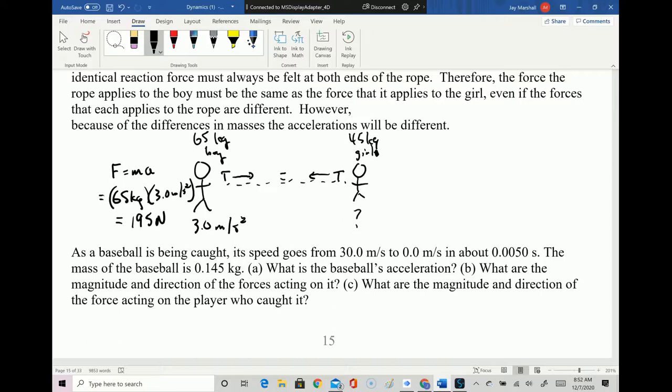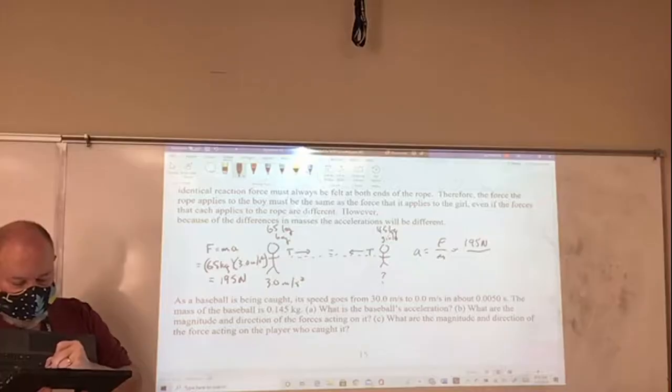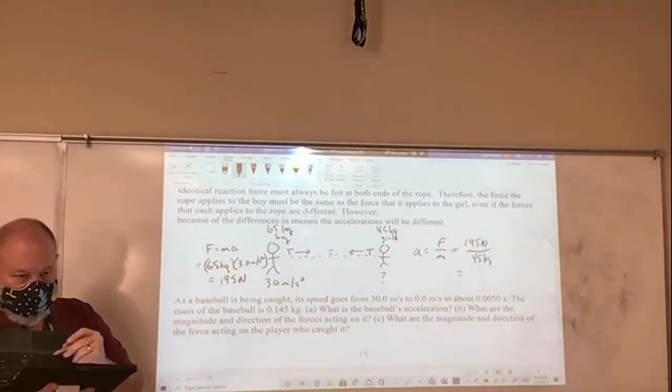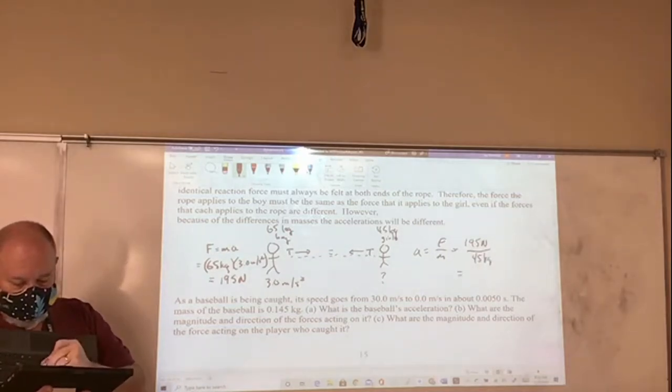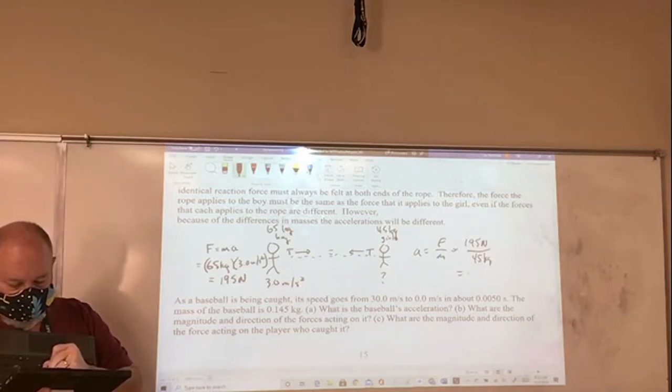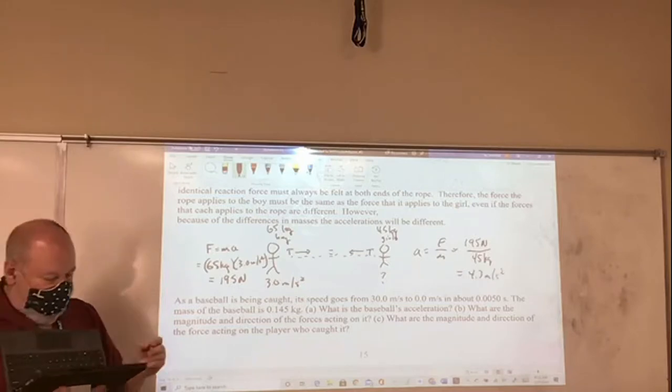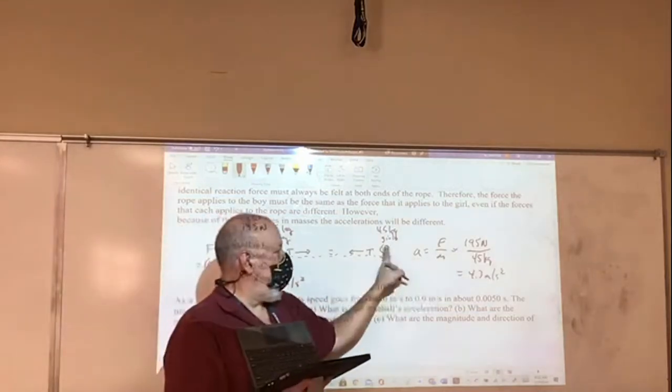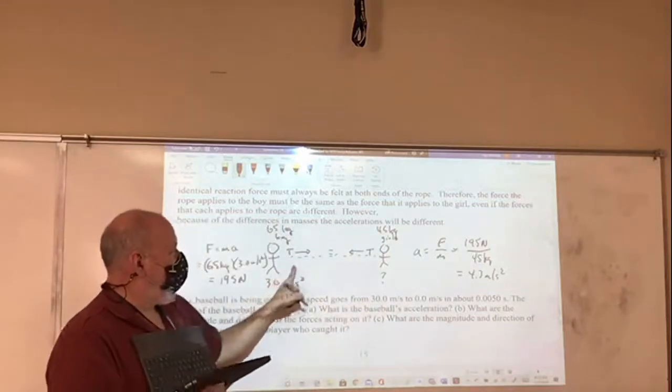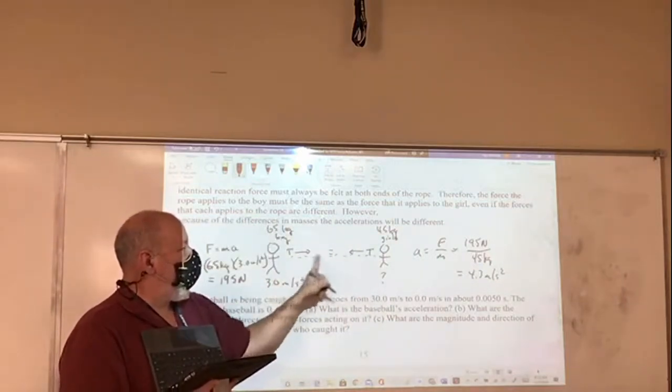But how fast is that going to accelerate the girl? Acceleration equals force divided by mass equals 195 newtons divided by 45 kilograms. Kirsten, how much was that? 4.3 repeating. 4.3 meters per second squared, okay? And that's what we would expect. We would expect this person to be accelerated faster than this person. It's the same force that's pulling on both of them.